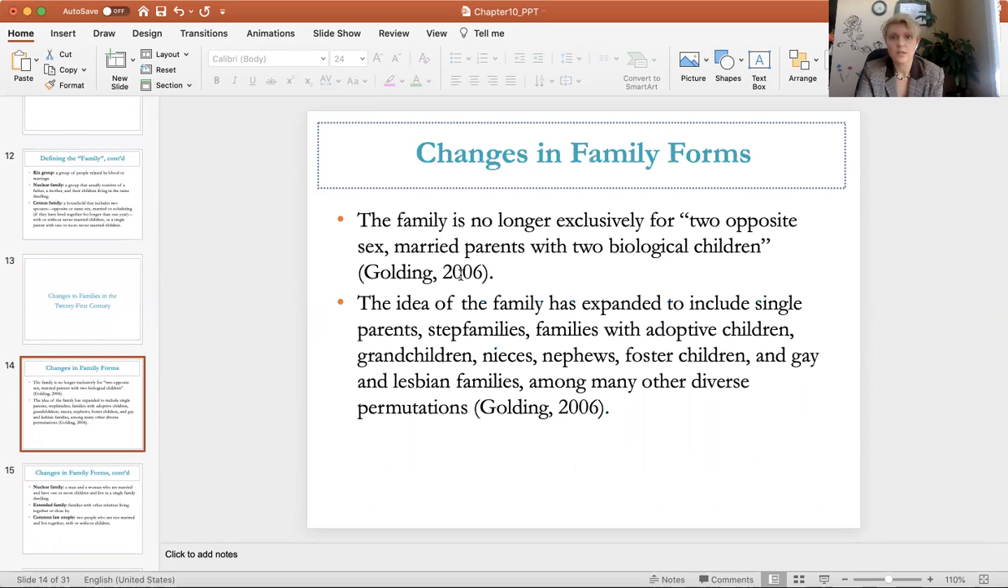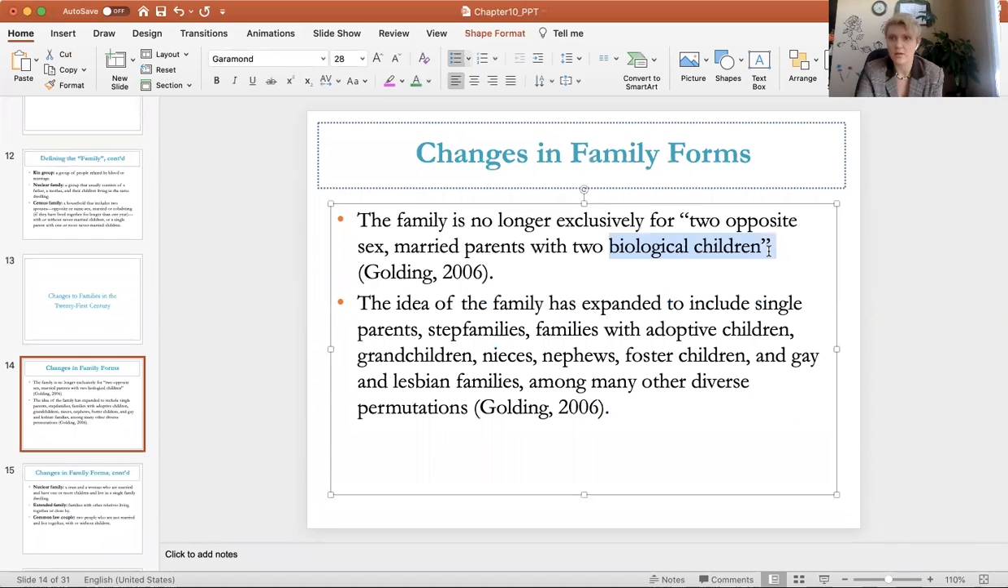So the family is no longer exclusively for opposite sex marriage only, and not only biological children count as children within a family, right? So you can have single parent families, which has been the case for centuries, as it is often. We'll talk about health next week, but mortality during childbirth was a much higher risk prior to modern medicine. So many a woman had died trying to give birth.